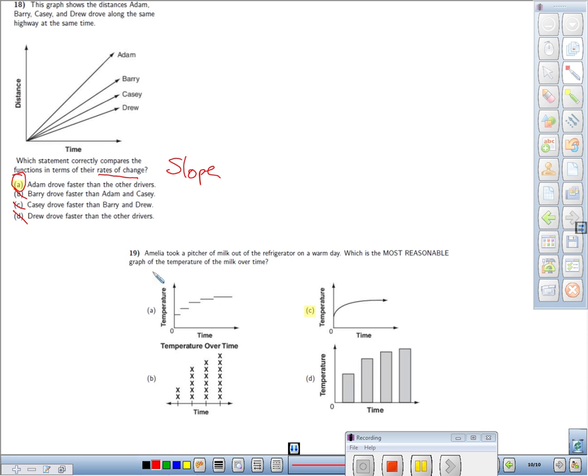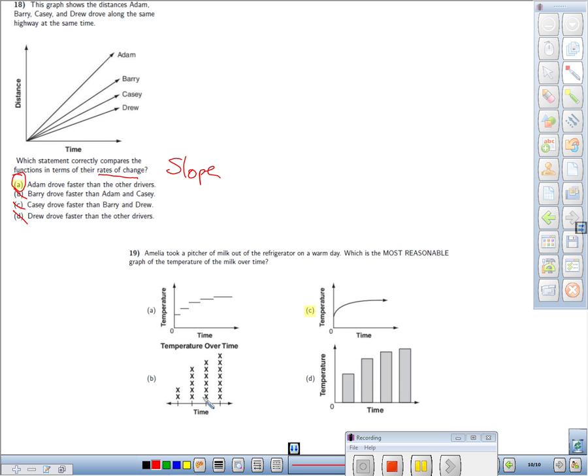Let's look at 19. Amelia took a pitcher of milk out of the refrigerator on a warm day. Which is the most reasonable graph of the temperature of the milk over time? Now, we dealt with a situation very similar to this. Our only difference was we started with hot chocolate and took it out and left it. Well, let's see what would happen to milk. Milk starts off cold and then gets warmer. Well, let's look at our options.